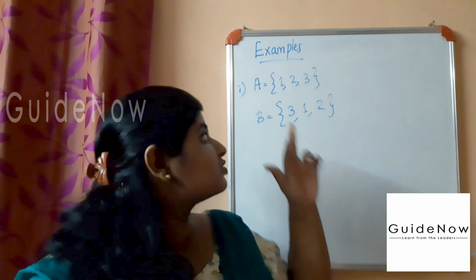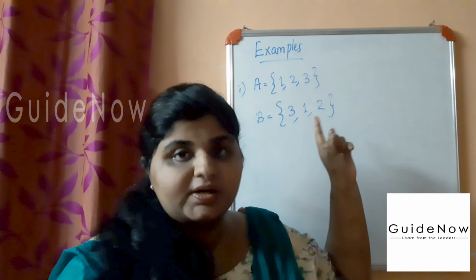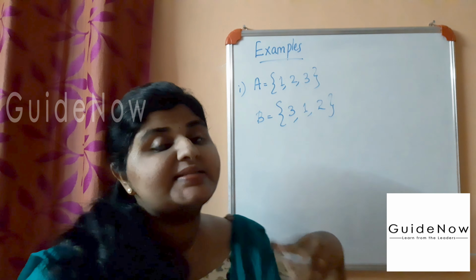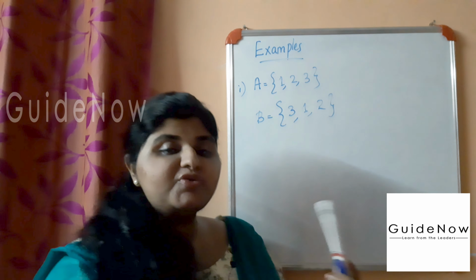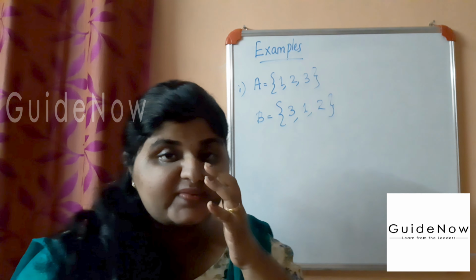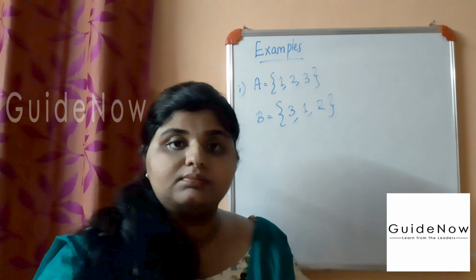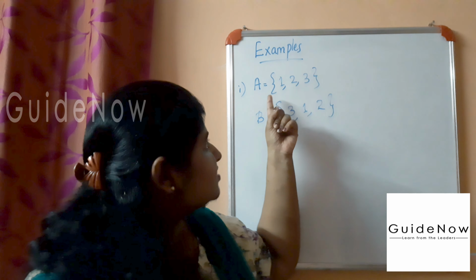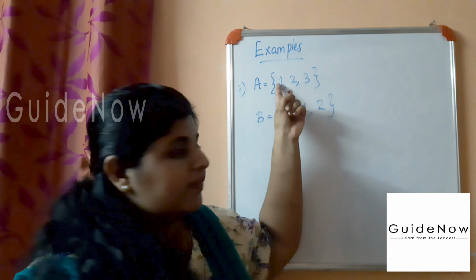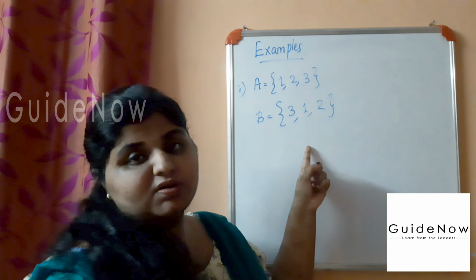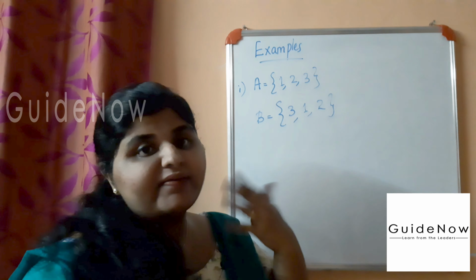The first example is: set A is 1, 2, 3 and set B is 3, 1, 2. We have to check whether these sets are equal or not. How to check this? We have to check that each element that is in A is also in B. That means both have the same elements.